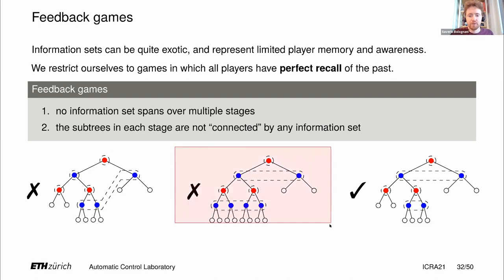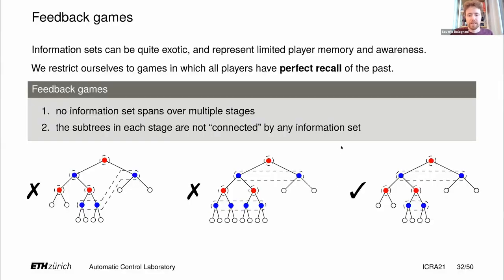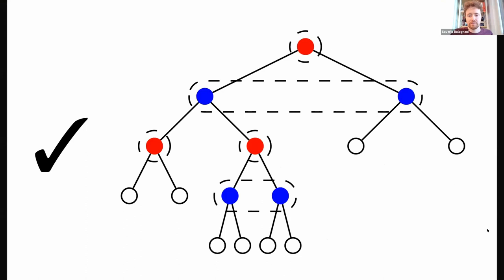In this other example, all the nodes of player 2 at the second stage are joined together, which means not only that player 2 doesn't know what player 1 has played, which is possible, but he doesn't remember what player 2 himself has played in the previous stage. Otherwise, he would be able to tell whether he's in this part of the tree or in this part of the tree. In a feedback game, you don't have these exotic things.